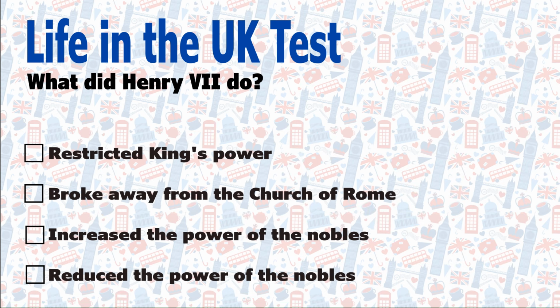What did Henry VII do? Restricted king's power. Broke away from the Church of Rome. Increased the power of the nobles. Reduced the power of the nobles. Reduced the power of the nobles. Henry VII wanted to make sure that England remained peaceful and that his position as king was secure. He deliberately strengthened the central administration of England and reduced the power of the nobles.